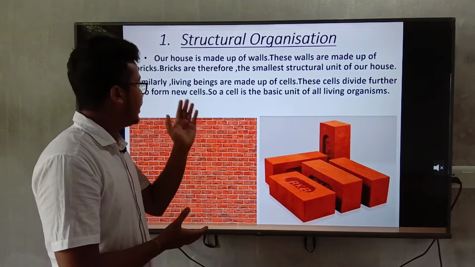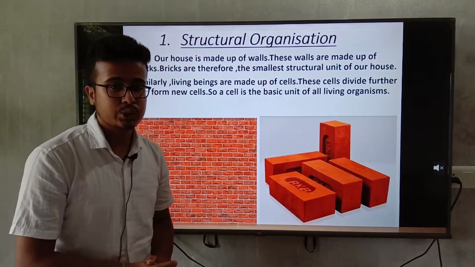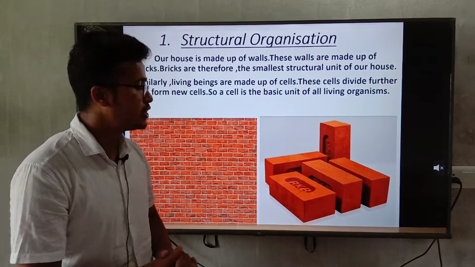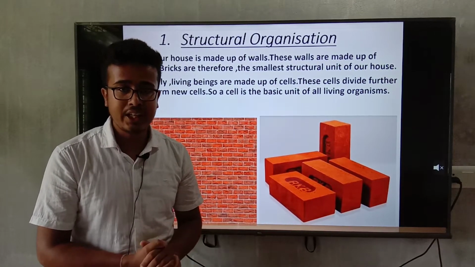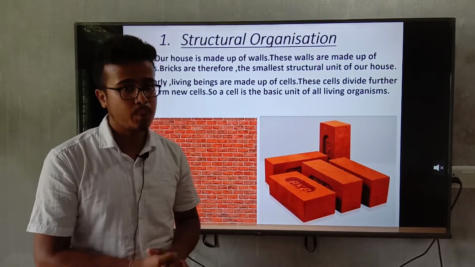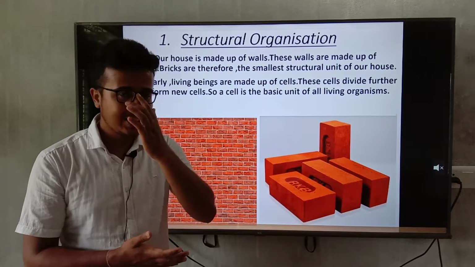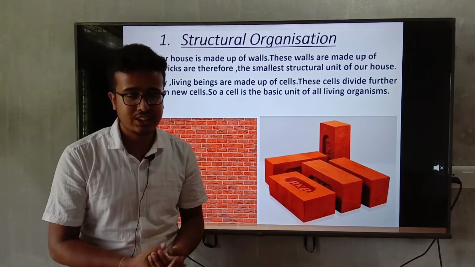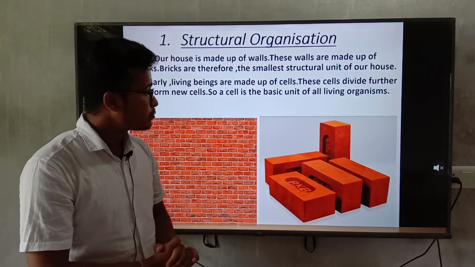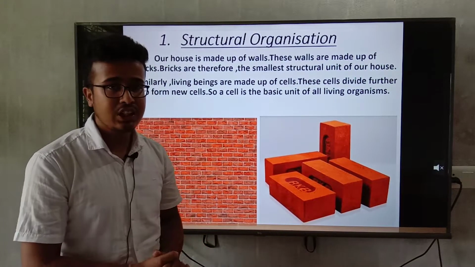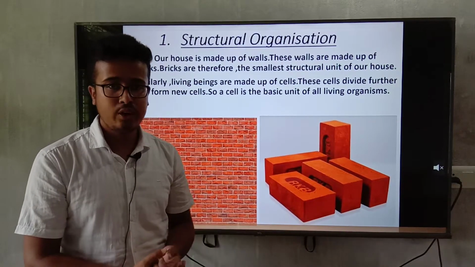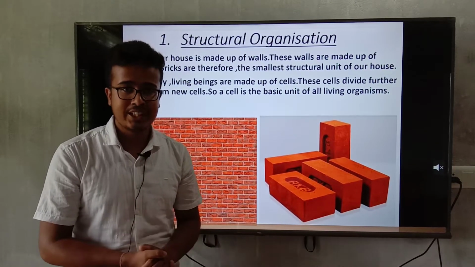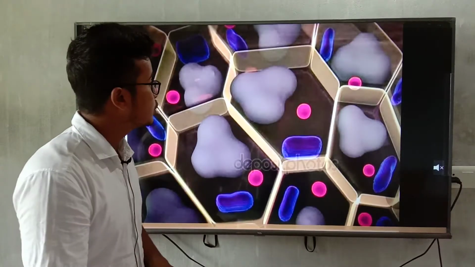Similarly, living beings are made of cells. All the living beings are made of cells. These cells divide further to form new cells, and there are millions of cells present in our body. Why? Because these cells divide. One cell divides into two cells, again those two cells divide into another two cells, and like that the cells divide. So our body is made of cells. The cell is considered the basic unit of all living organisms, and it is the smallest unit present in our body.